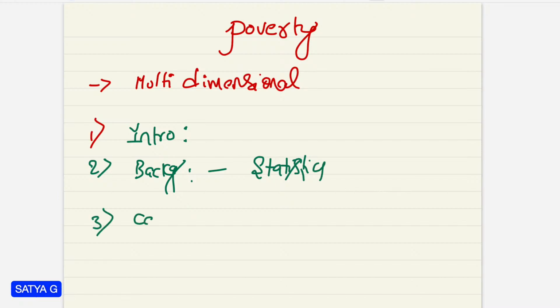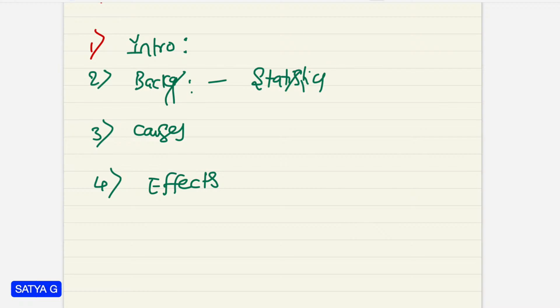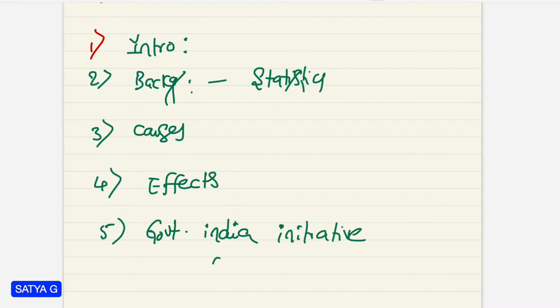Later we will see some of the causes for poverty in India. Later we go to the effects, like consequences. What will happen if poverty increases? What will happen if poverty decreases? Everything we will see. Then some of the government initiatives to reduce the poverty. So Government of India initiatives we will discuss. At the same time, we will discuss some of the global initiatives also.